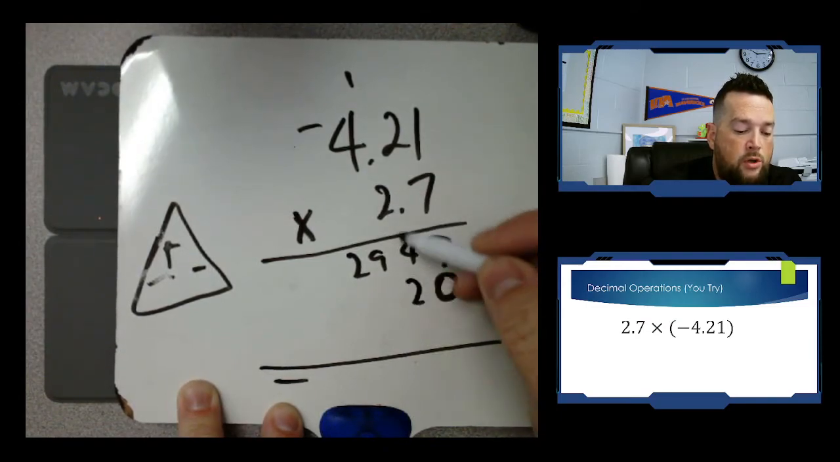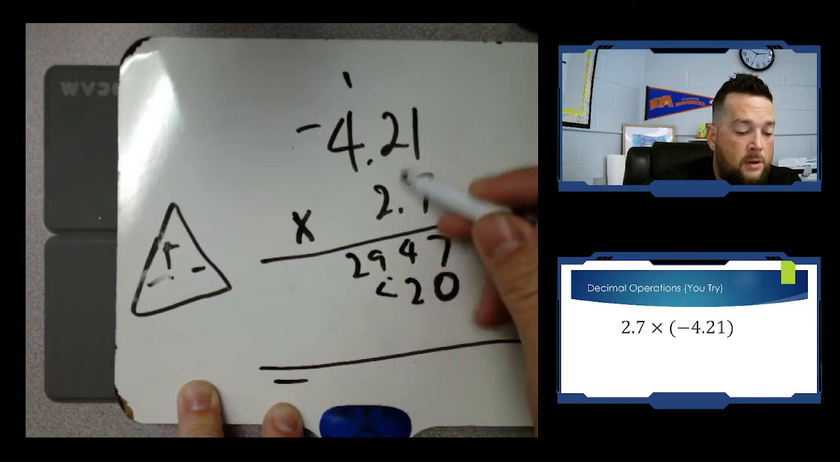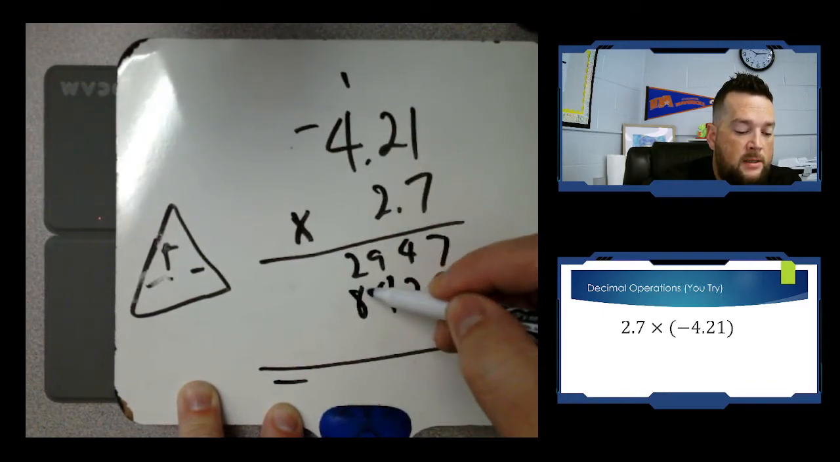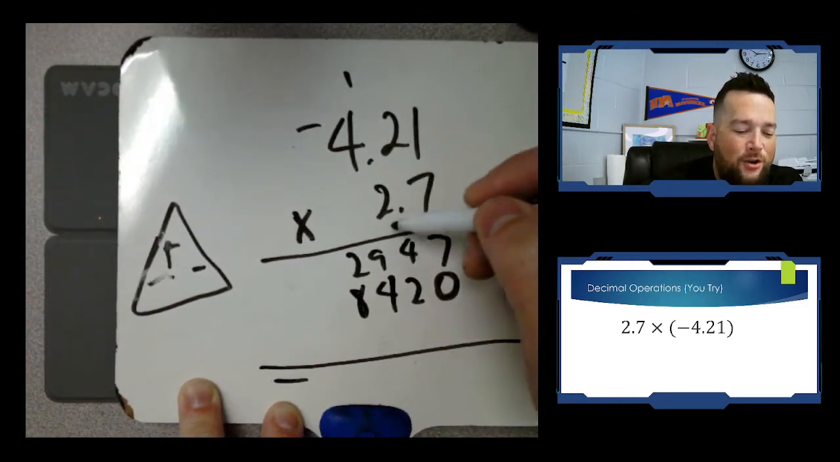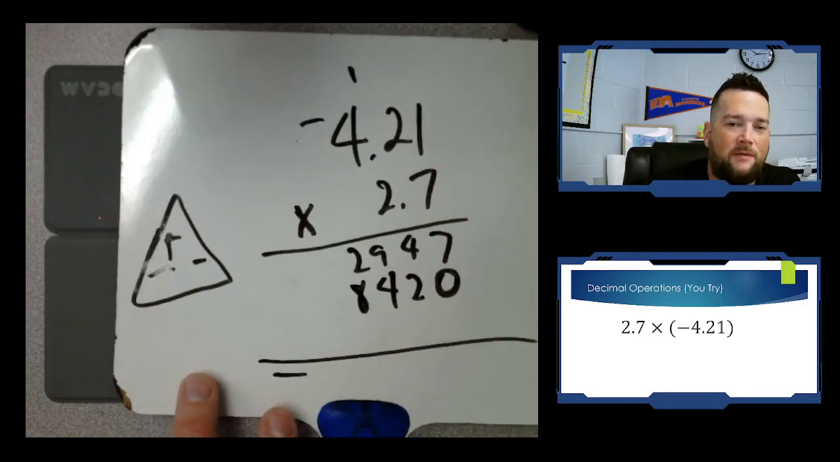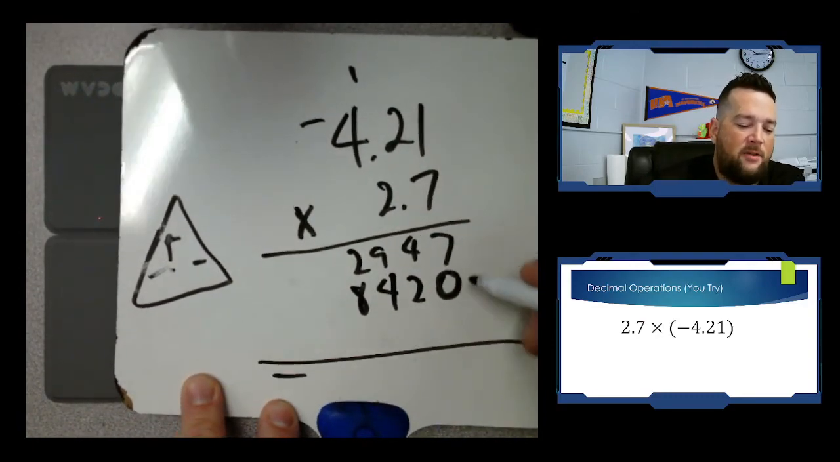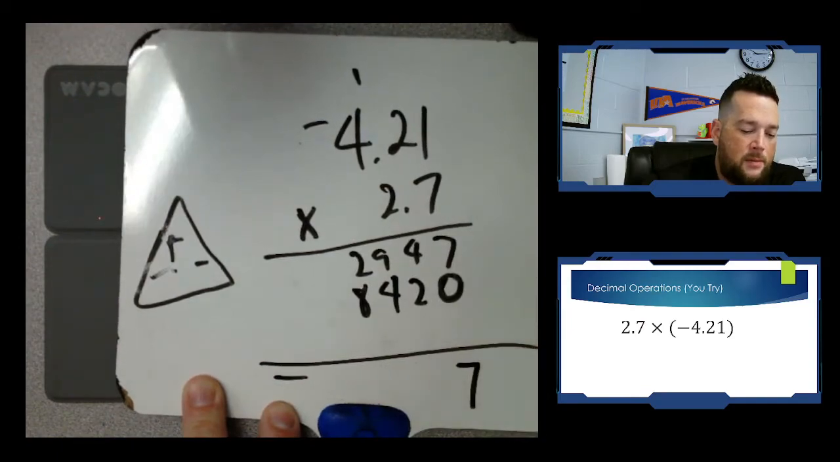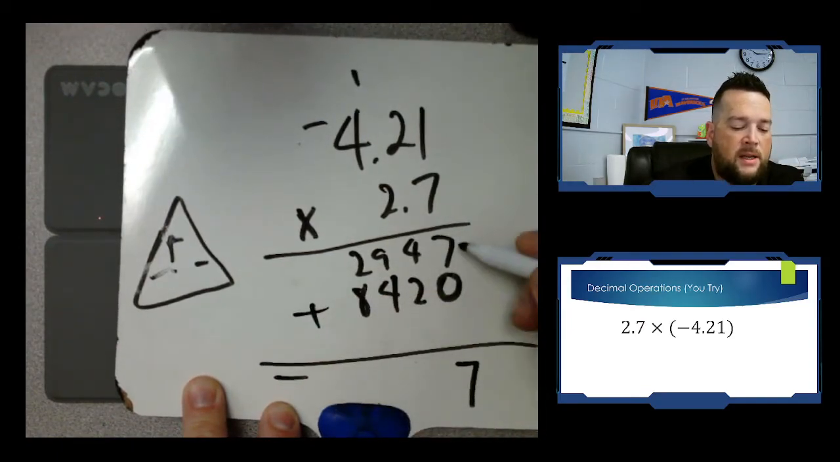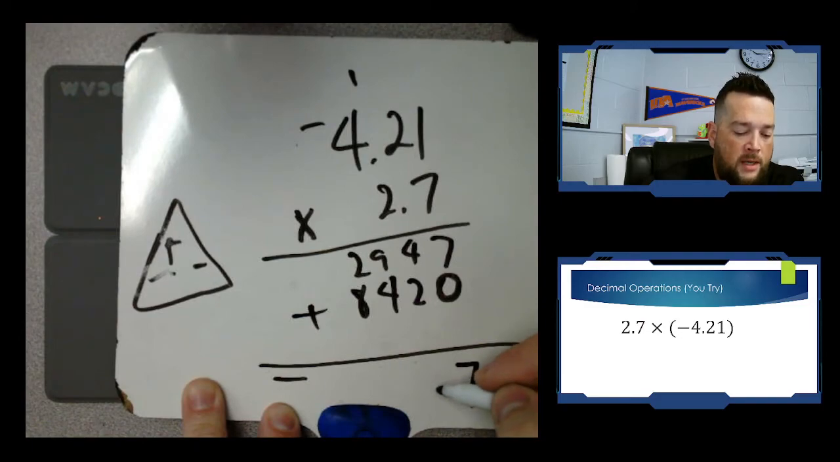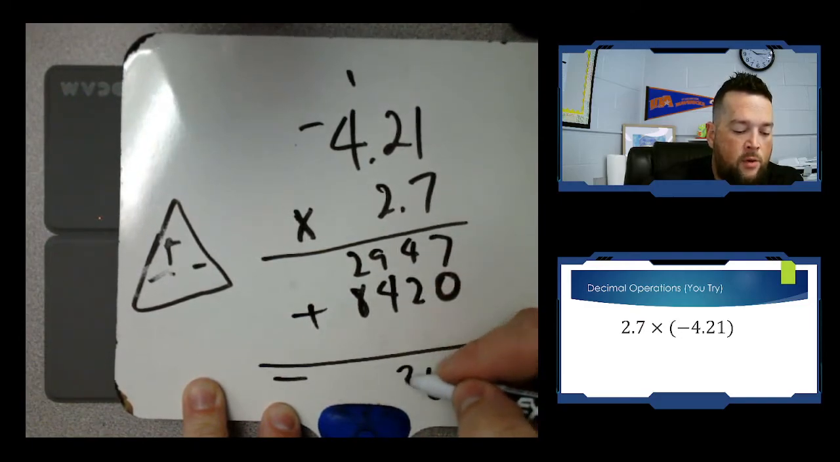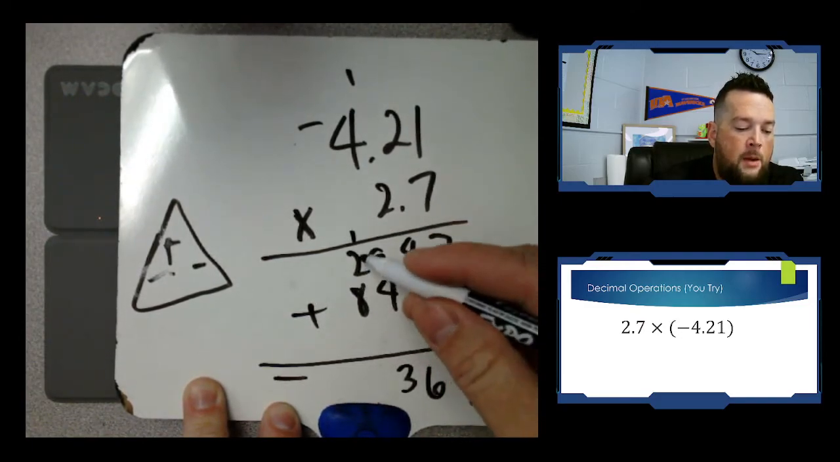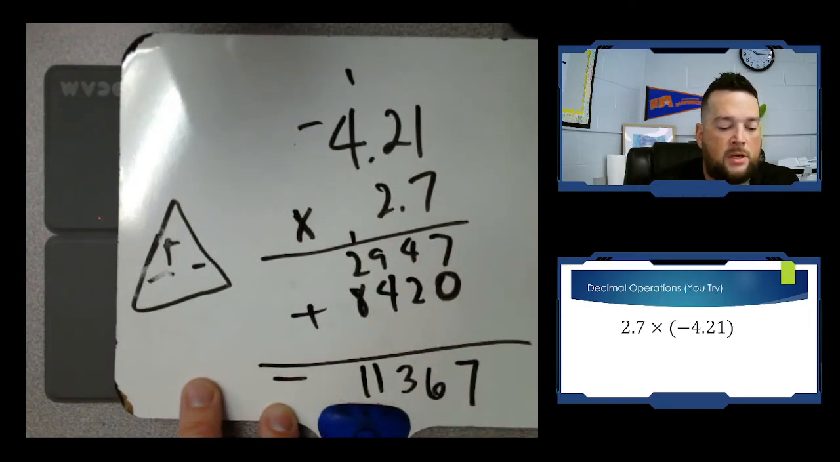2 times 1 is 2, 2 times 2 is 4, 2 times 4 is 8. All right, my brain's working faster than my mouth. All right, 7, not minus, plus. 7 plus 0 is 7. 4 plus 2 is 6. 9 plus 4 is 13, so carry my 1. 8 plus 2 plus 1 is 11, just like that.